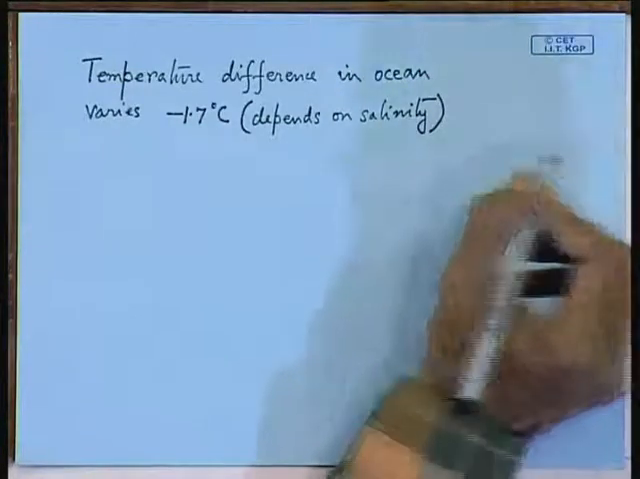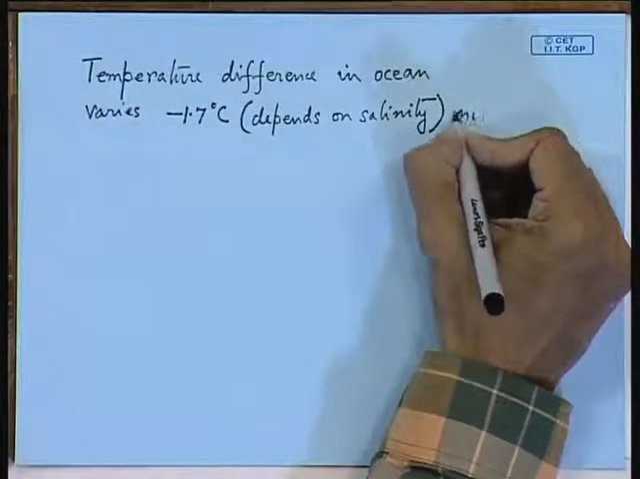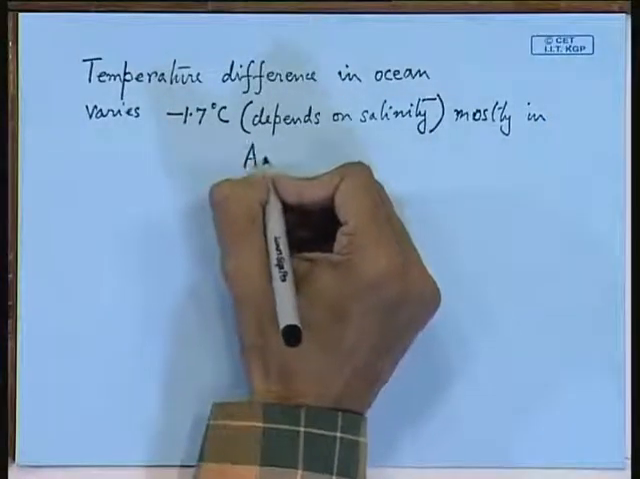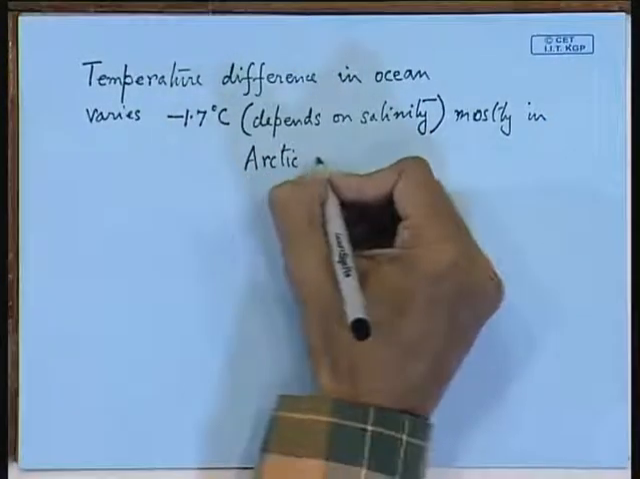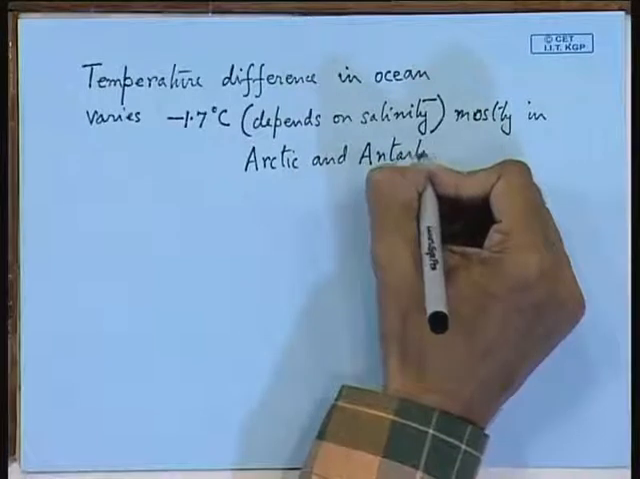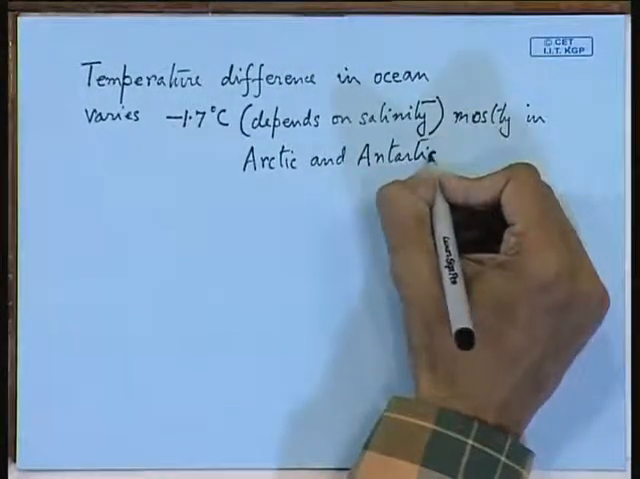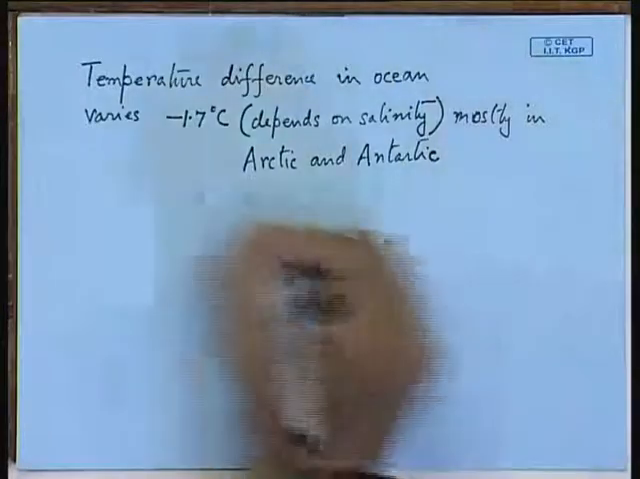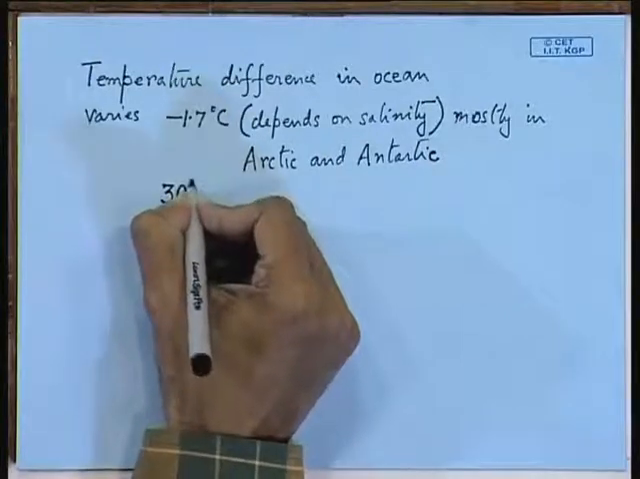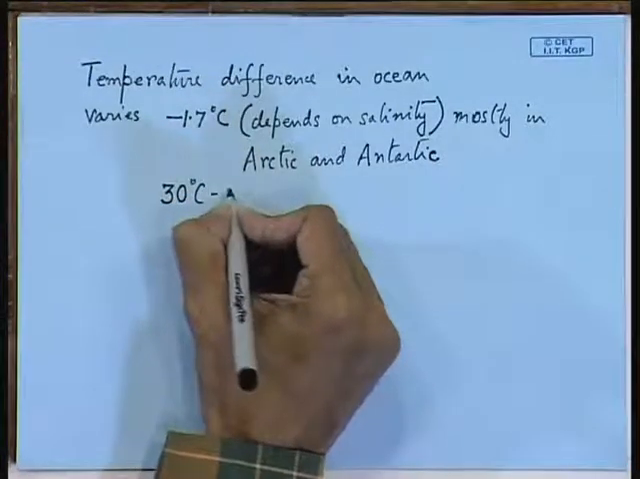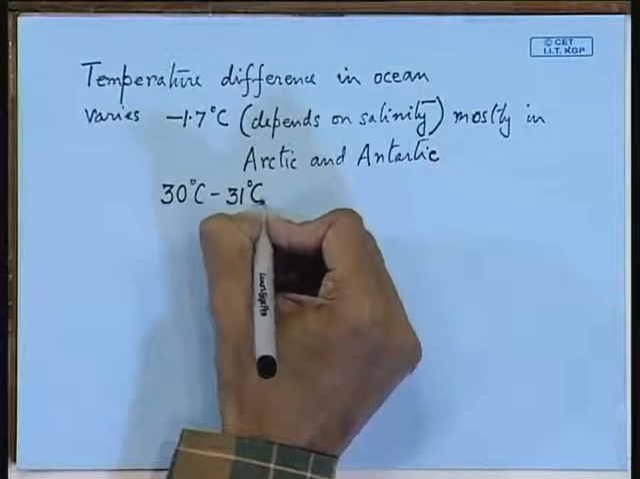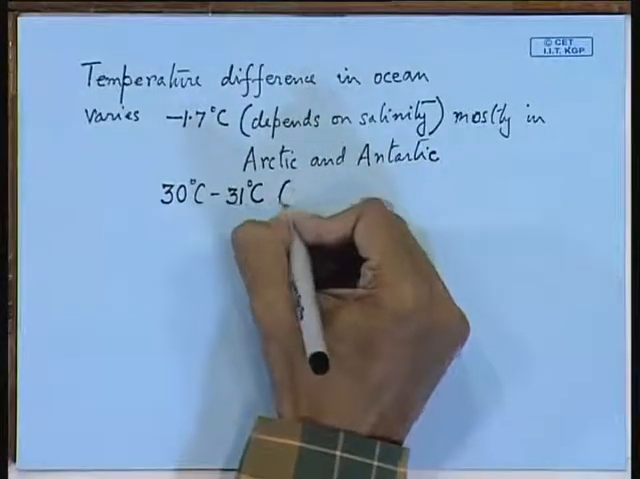So, this you will mostly find in the Arctic and Antarctic regions. So, temperature is below freezing, because there is a lot of salt in the water. Now, this can go as high as 30 degrees centigrade to 31 degrees centigrade. This you will find where? That is the tropical ocean.